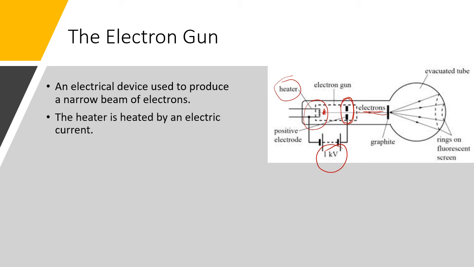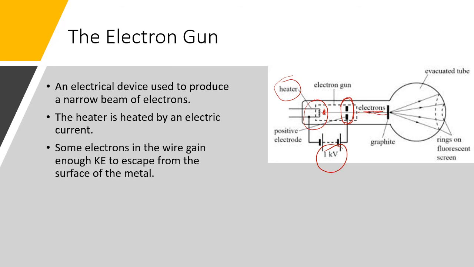So the heater there in the diagram is heated by an electric current. Whenever a current passes through a metal, we know that the metal gets heated up. So you're supplying energy to it, and the electrons that are stuck inside the metal take this energy and come out. So that is what it says. Some electrons in the wire gain enough kinetic energy to escape from the surface of the metal. And what happens when it comes out of the metal in front of it?